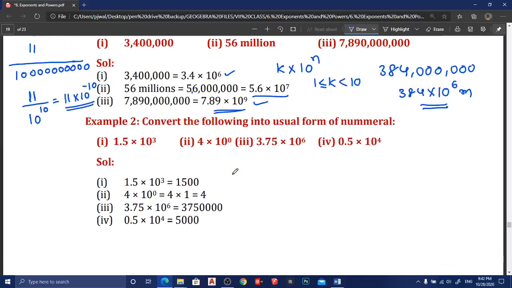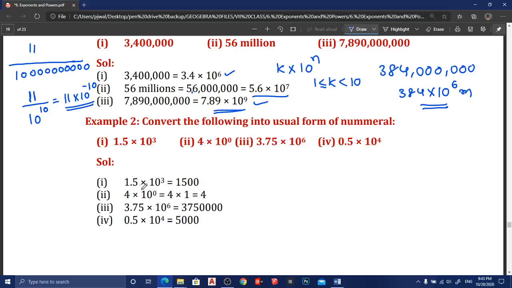Okay, next, convert the following into the usual form of the numeral. Here the numbers are given in the standard form. You have to convert reversely into the usual, normal form. How to convert this? This is very easy.